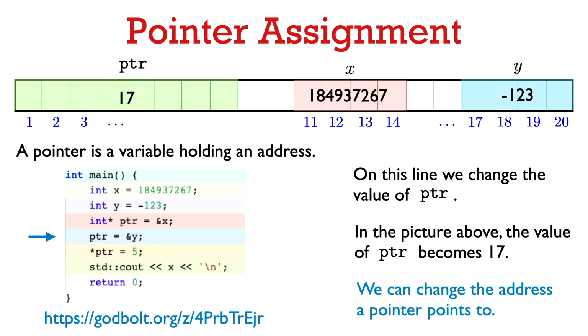That's totally fine. After we change the value of pointer to hold the address of y, then in the next line, when we say *pointer = 5, this is going to change the value of y. It's going to leave the value of x alone, because now the pointer points to y instead of x. So when we print x, the value will be the same as the original value of x, but the value of y will have changed to be 5.